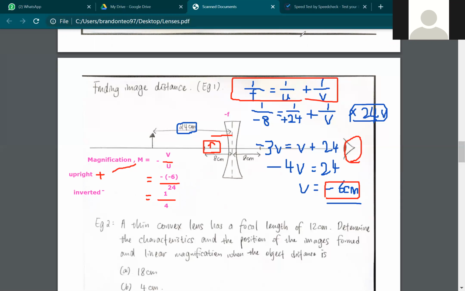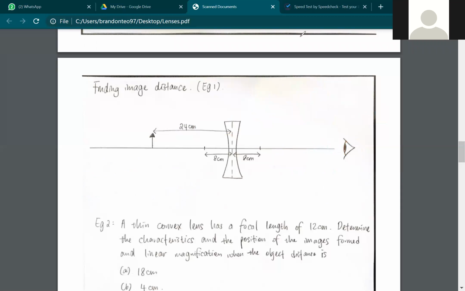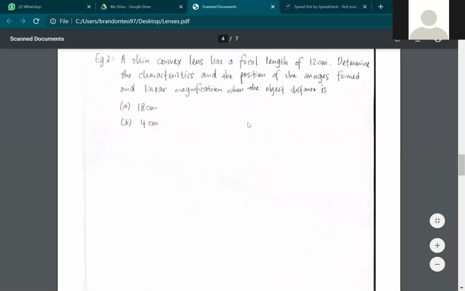Okay, now example 2. I'll talk one more example. Sure, one more example. Example 2. Okay, example 2. This one.